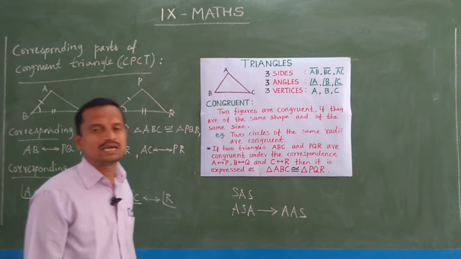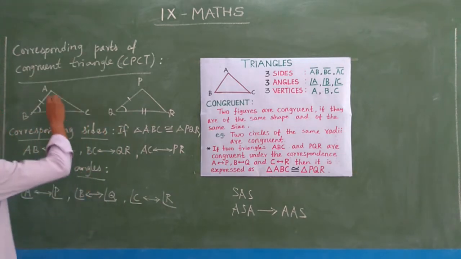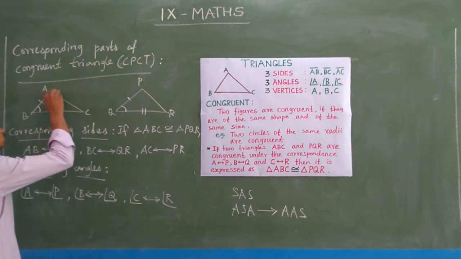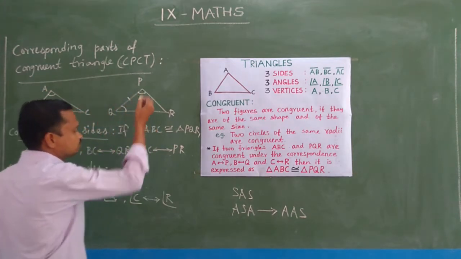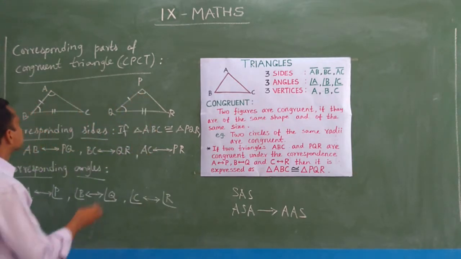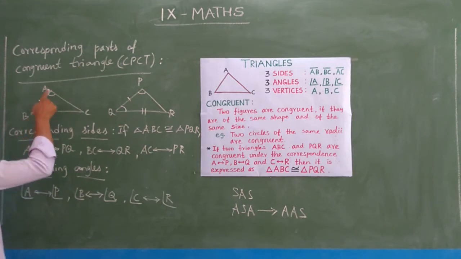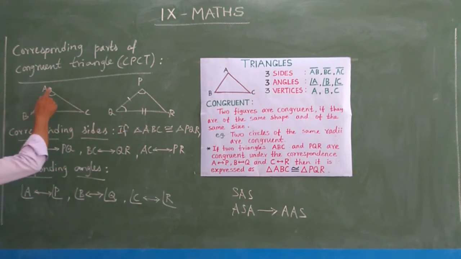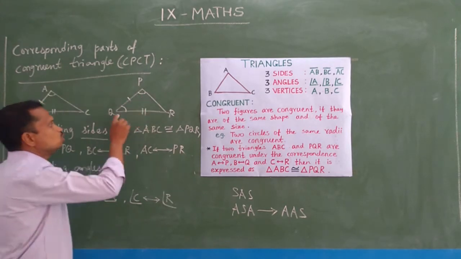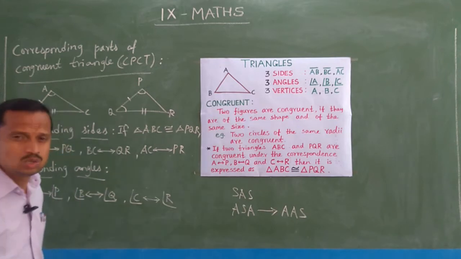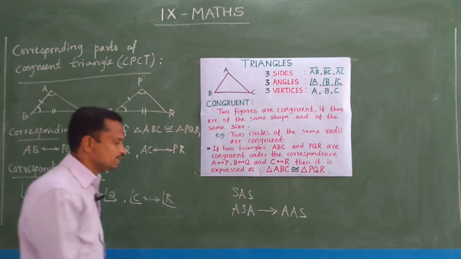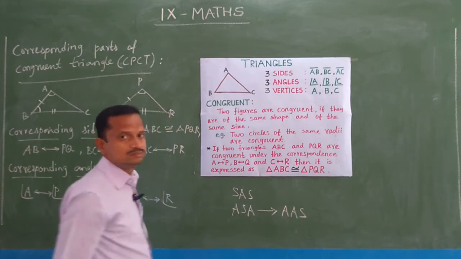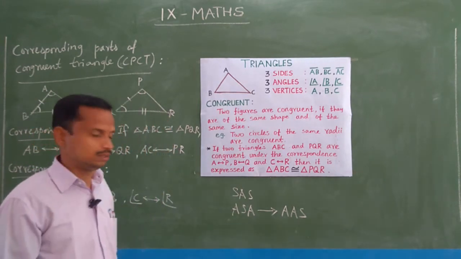ASA means two angles on one side. For example, if you take this angle and here you are taking this angle, and then the side, this AB, this PQ, and then angle B, angle Q. You see, these two are the angles, and the side is between these two angles. That is the included side AB. Here, these two are the angles, and PQ is the included side. So like that we can say ASA, angle side angle. So between two angles, the side is included.